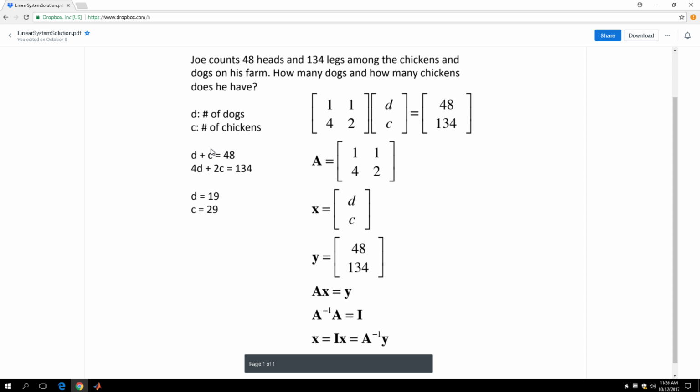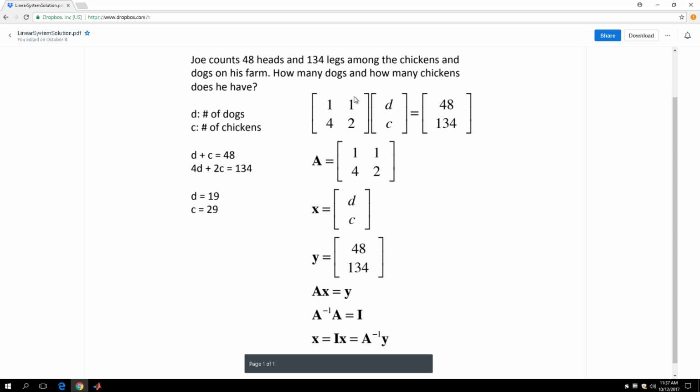So let's put those coefficients inside a matrix. For the first equation, it's 1 and 1, so the first row has 1 and 1. The second equation has 4 and 2, so in the second row, we have two columns, 4 and 2. This is a matrix with specific numbers in it.